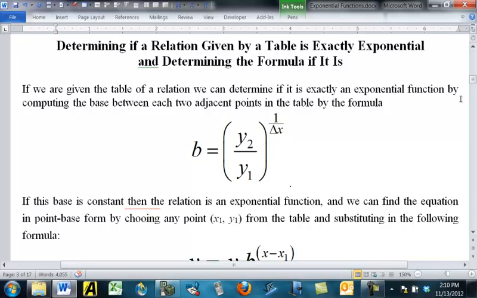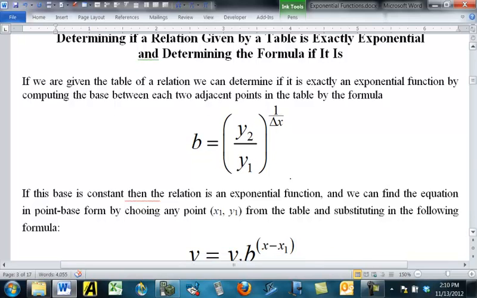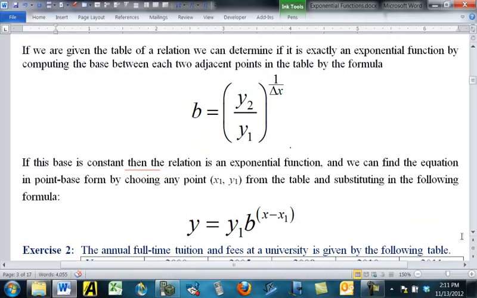Okay, and then we can take any one of our points and plug it into the point-base formula. Or we could use the y equals y sub 0 times b to the x formula, plug in a point for x and y, and solve for y sub 0, and that will get it to you as well.